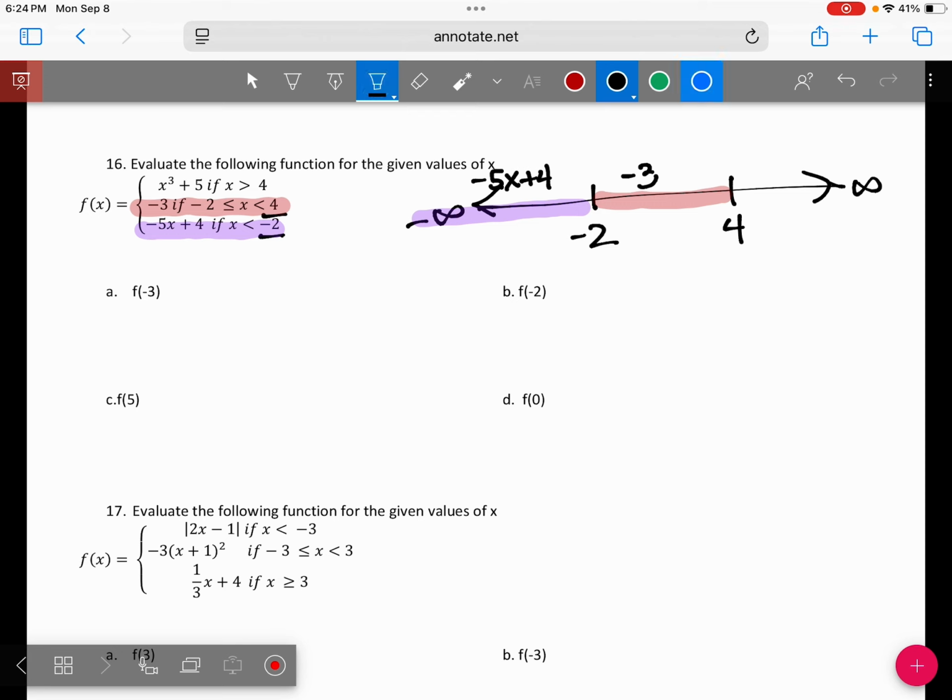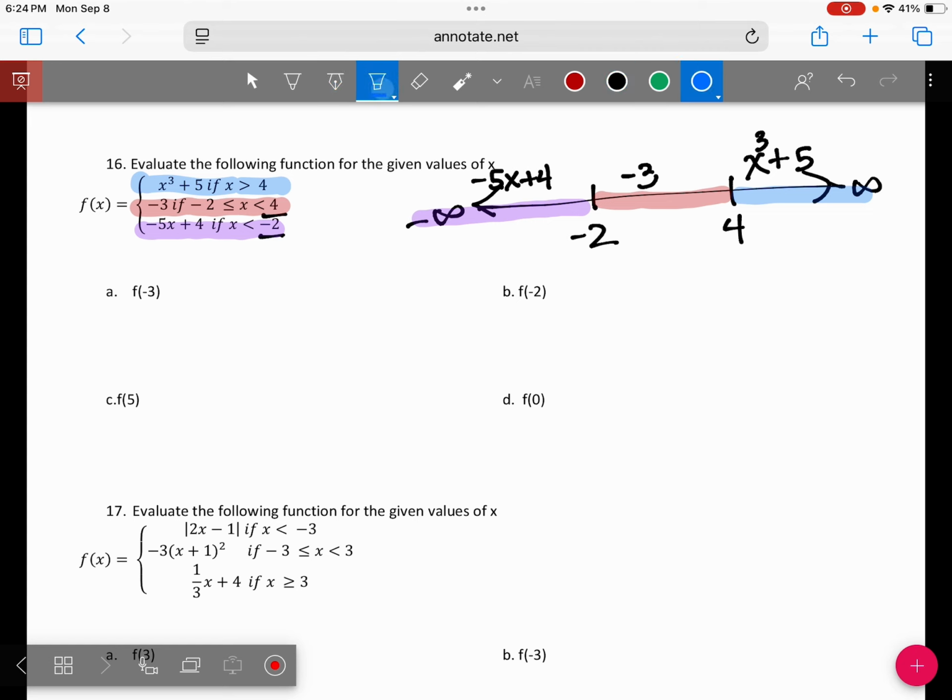And then lastly, I have this one, which is x cubed to the power of 5. And I use that one when I have numbers in the domain that fall here. All right, so let's start off with this one, negative 3. Where does negative 3 fall on my number line? Well, negative 3 is actually going to be less than negative 2.